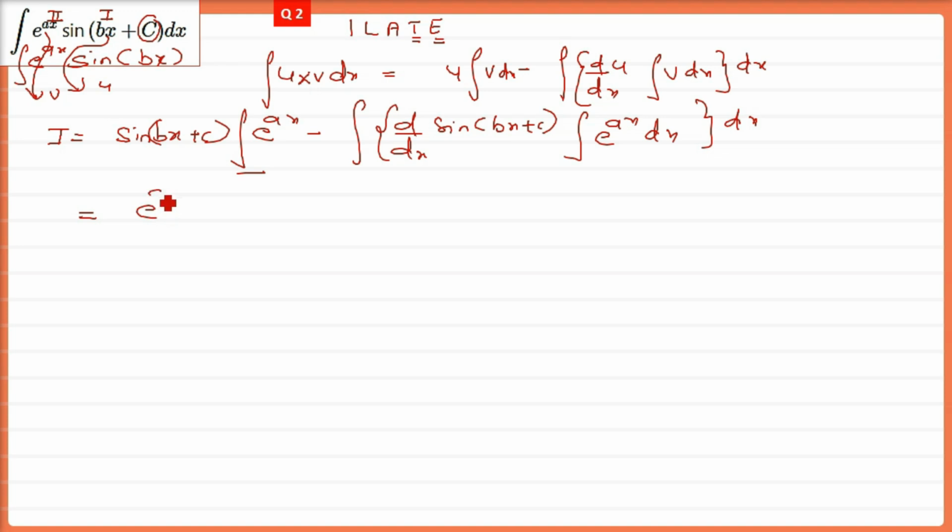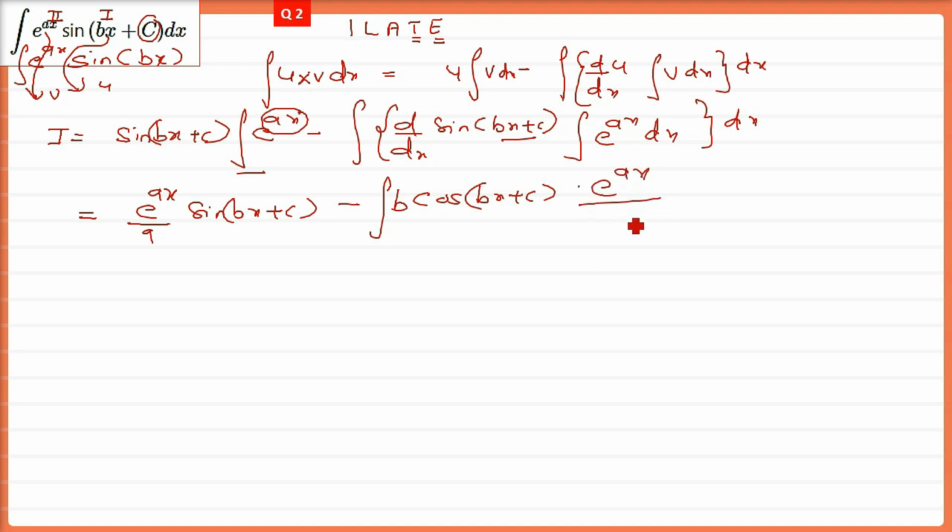So e raise ax will be simply e raise ax, and then the differentiation of ax will be a, that has to be in the denominator. Then sine bx plus c will remain like that. d by dx of sine bx plus c will be cos bx plus c, because we are differentiating. Then we have to differentiate bx plus c also. b will come then. Then e raise ax, we have already done that. e raise ax divided by a. And then this has to be integrated again.